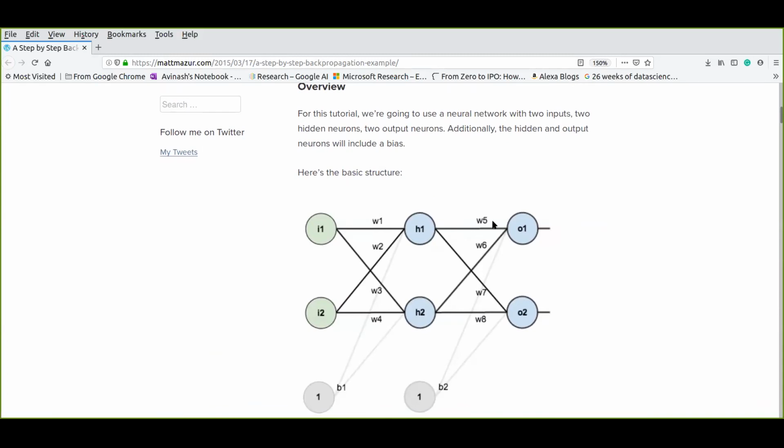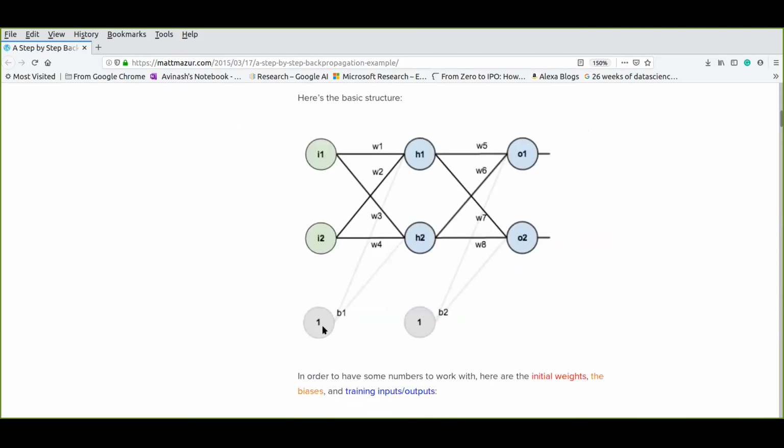Okay, so when we are drawing some comparison between the slides and this example, the X there is the same as I1 and I2 that we have here, right? That's right. And then we have capital W, which is nothing but W1 till W4 for the first part. And then we're going to multiply that with X, and we have the bias terms here.